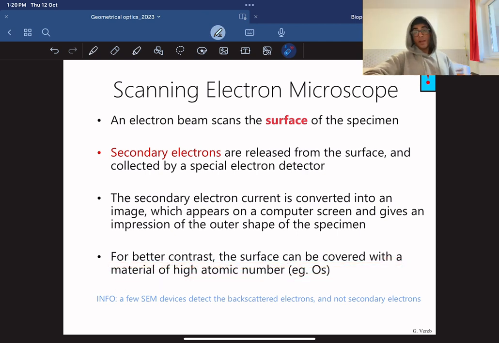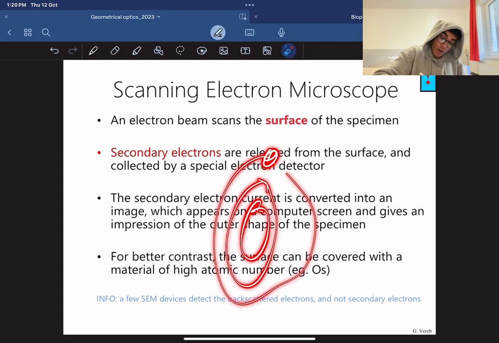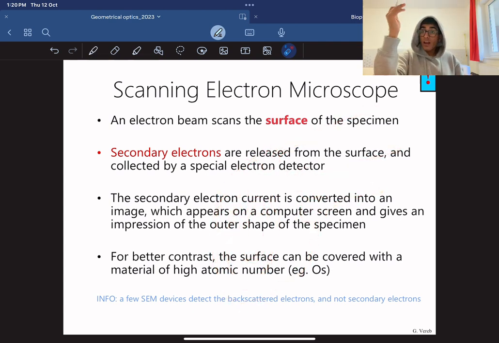Why would you want a material covered in a high atomic number? High atomic number means more electrons. So when electron beams are coming, more electrons are being kicked out. That results in more information for the computer, which gives a better image.